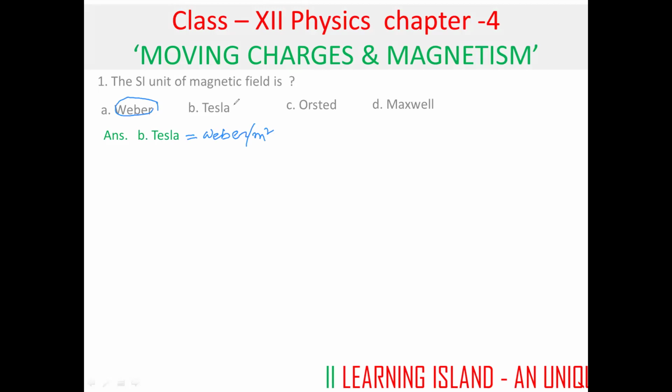Now, the answer is Tesla, and Oersted is also the unit of magnetic field intensity, not the unit of magnetic field. Now, it is the SI unit. If the questioner asked, what is the CGS unit of magnetic field? Then the answer would be Gauss, G-A-U-S-S. Okay, let us go to the next question.